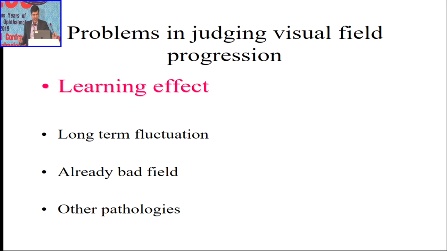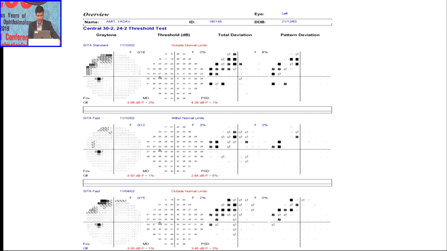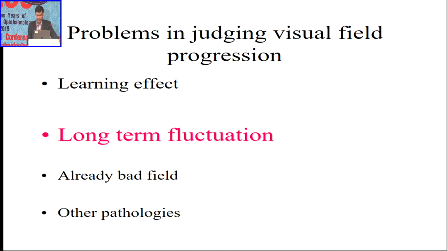But then you must understand that when you're looking at progression in a patient of glaucoma, you have to consider that there could be a learning effect. Yes? That means the change that has happened may be just because the patient could not understand how the test was done, and I showed you an example of a learning effect. You could see how the visual field is improving over a period of time. There could also be a long-term fluctuation. Okay? This is part and parcel of the disease.